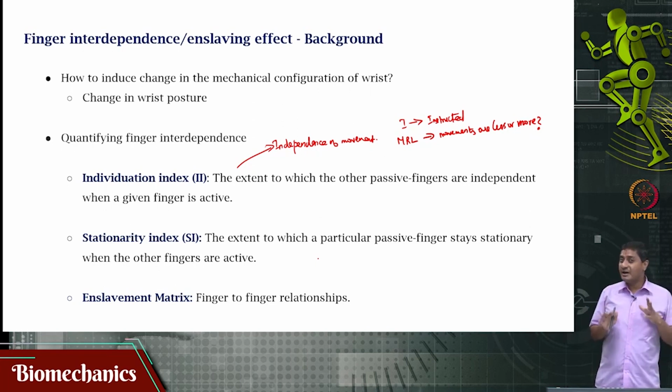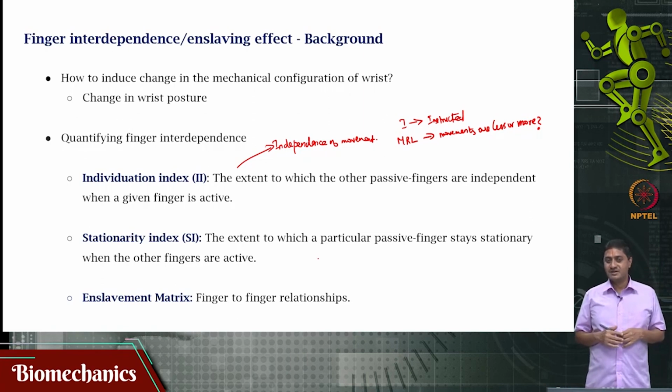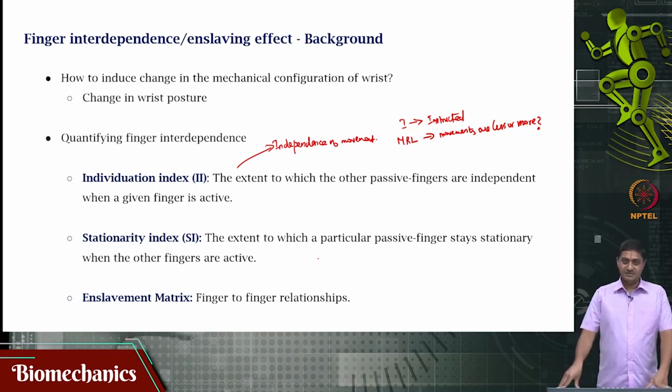It is more of a micro measure because I am getting finger to finger relationship. In the individuation index and stationarity index, I am getting the measurement with reference to a finger. These are the 3 measures of finger interdependence or finger enslavement in the kinematic space.